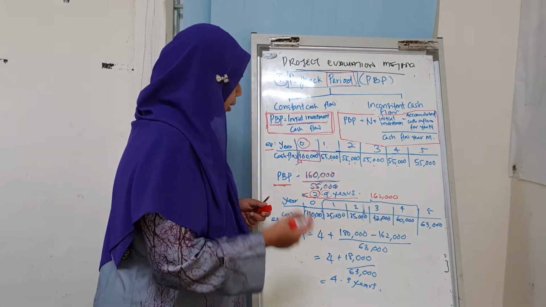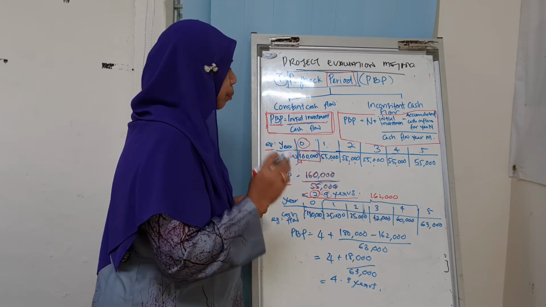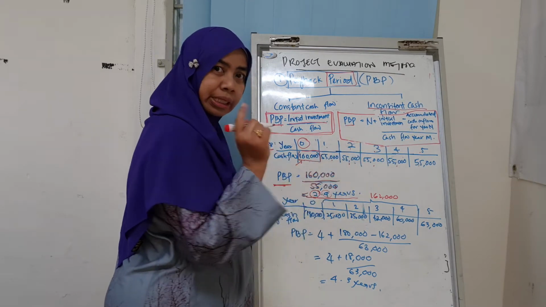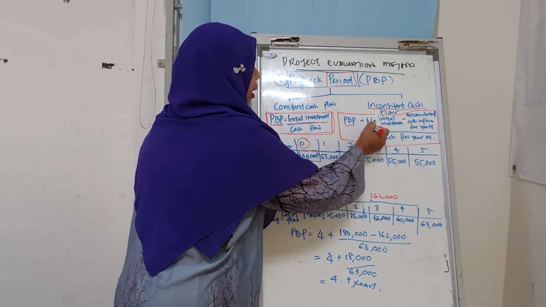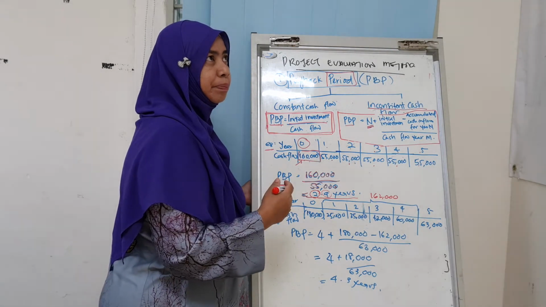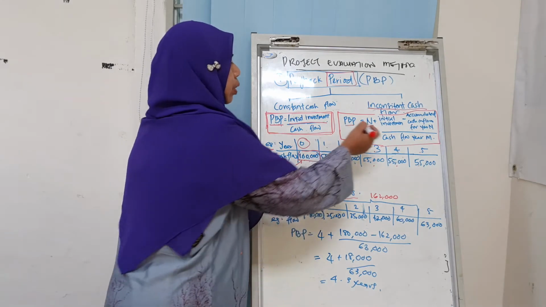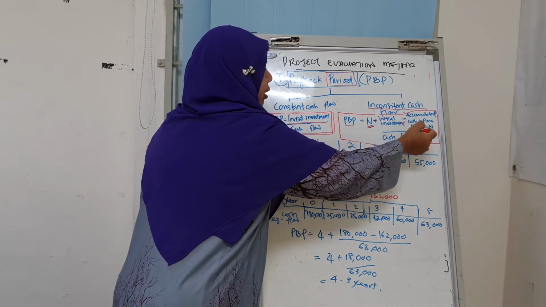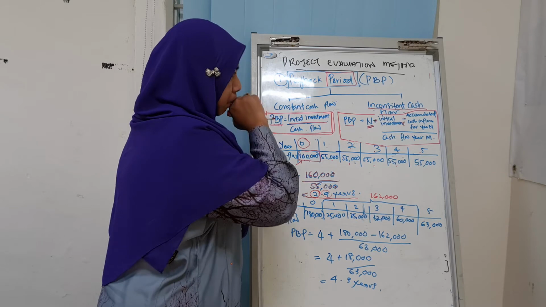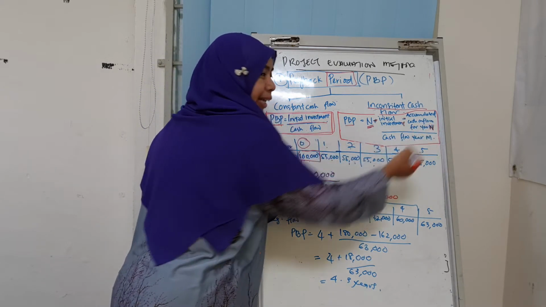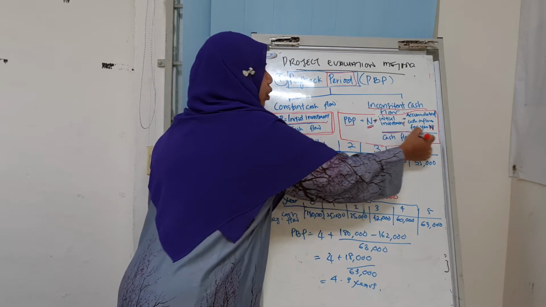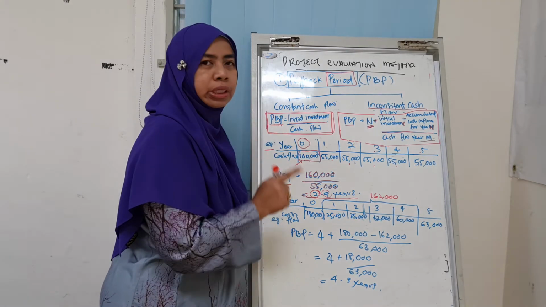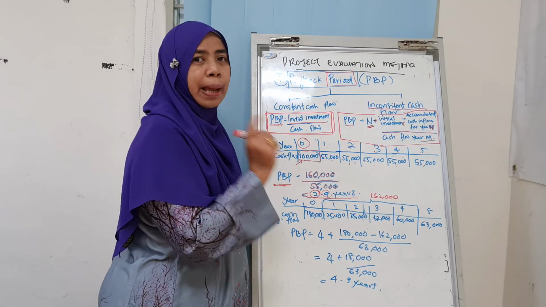Right, another method, for the inconstant cash flow, the formula is PBP, the same. PBP equals N. So what is N? N ialah nanti saya beri contoh. So N plus initial investment minus accumulated cash flow for the year N, divide by cash flow for the year M. Okay, so now we want to know which is N and which is M.